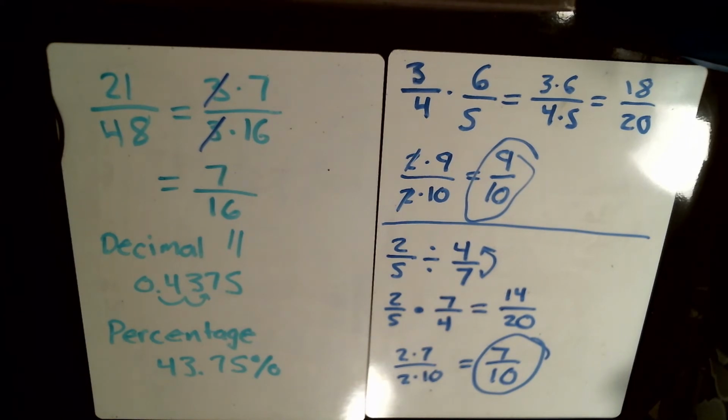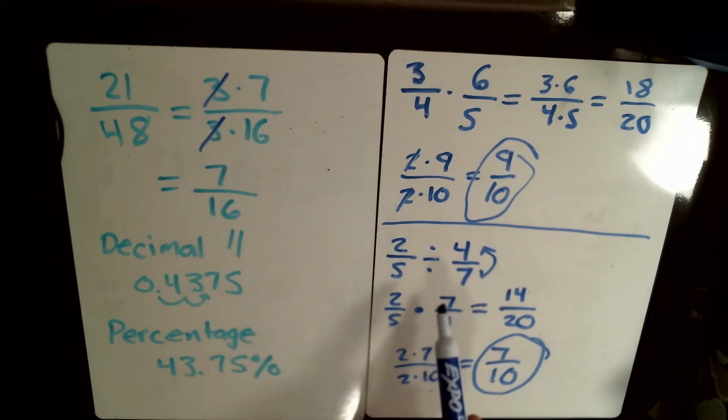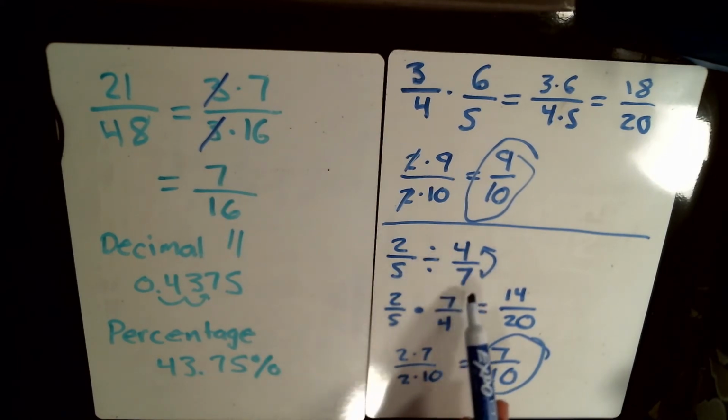Okay? So when you're dividing fractions, again, what you're doing is you keep the first one the same, you flip this one and change it to multiplication. Okay? Dividing is the same as multiplying by the reciprocal. Okay? So that is how you multiply and divide fractions. It's fairly simple there. Okay?